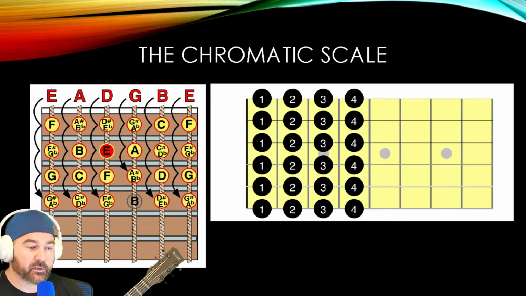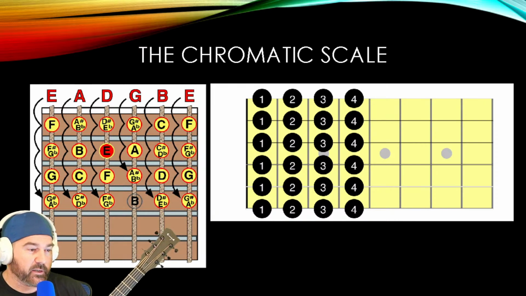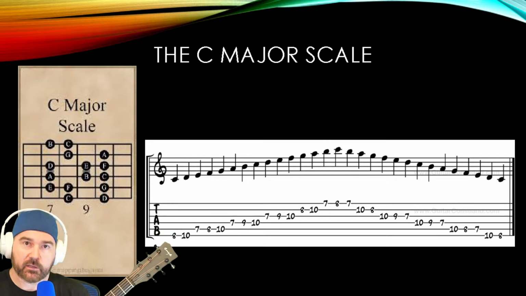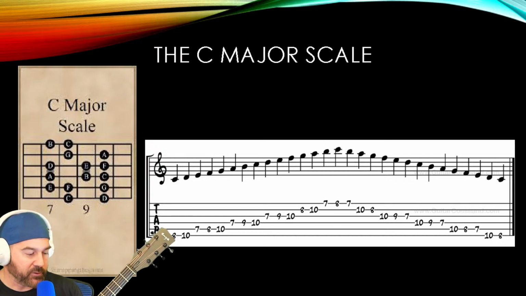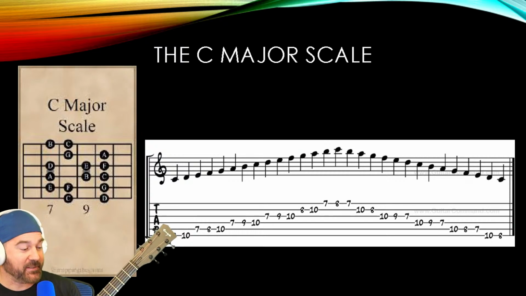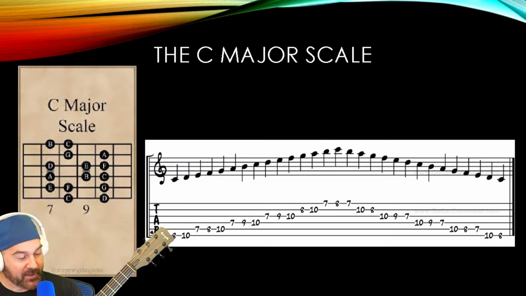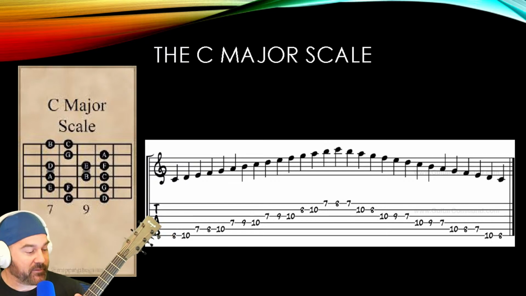Now, the two other scales I like to teach in the very beginning, obviously the major scale, and this is the traditional fretting of the major scale. So you would start on the low E string at the 8th fret and go 8, 10, 9, 8, 10, 7, 8, 10, 7, 9, 10, 7, 9, 10, 8, 10, 7, 8.